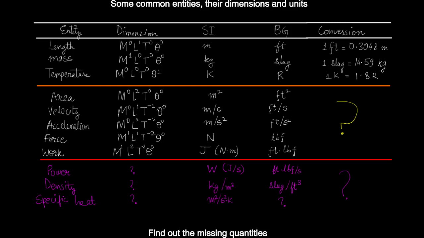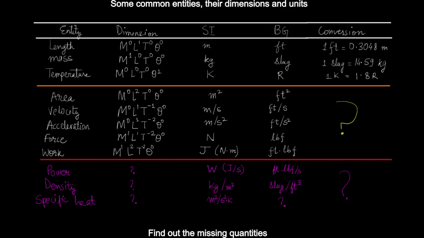So now area will have the dimension of length squared, because area is length times length. So it will have a dimension of M to the power 0 because it has no mass component, L squared because it is length multiplied by length, no component of time meaning T to the power 0, and no component of temperature meaning theta to the power 0. The SI unit of area is meter square, whereas the BG unit is feet squared. And I request you to find out the conversion factor of 1 meter square to feet square.